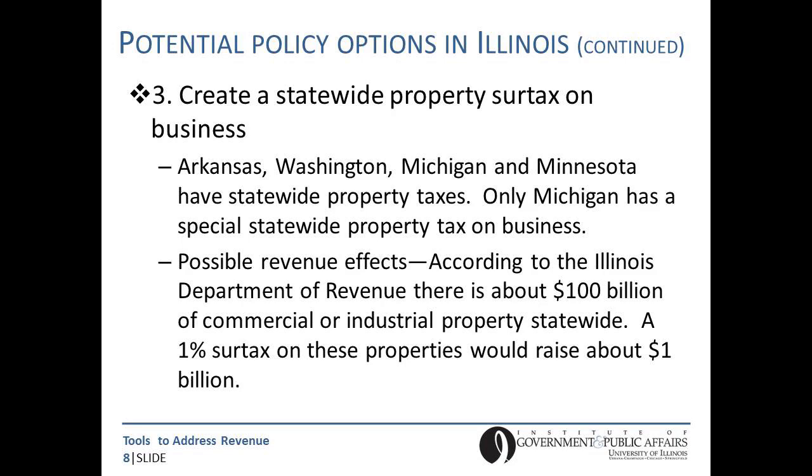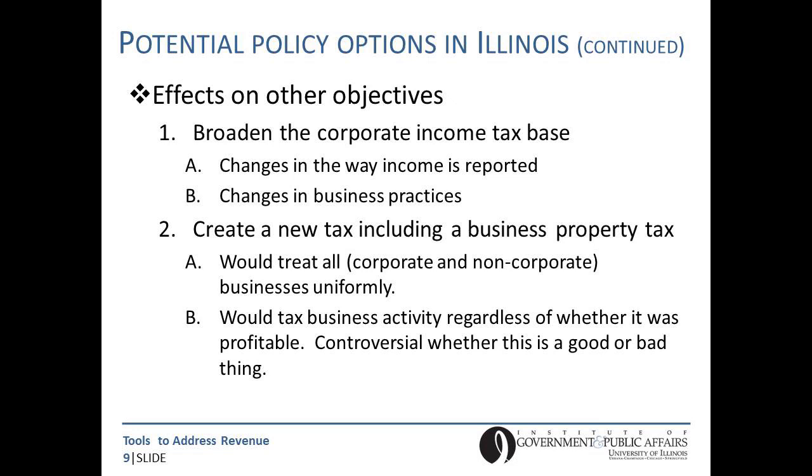So I'm running out of time. I want to talk, just very broadly and very quickly, about the effect of these on other objectives. If we would broaden the income tax base, we might change the way corporations react to that by reporting differences, essentially evasion, or there might be a change in business practices. The relatively modest changes I've talked about here would probably have small changes in business practices.